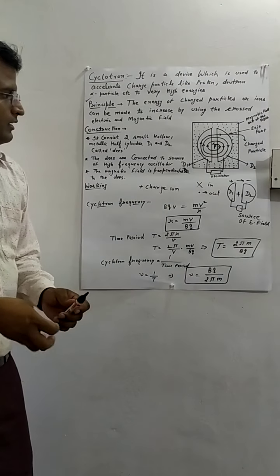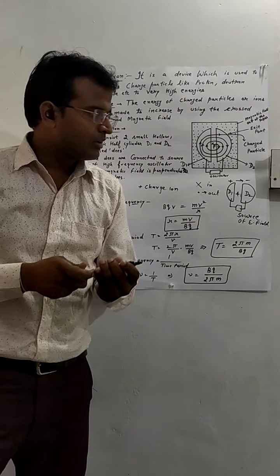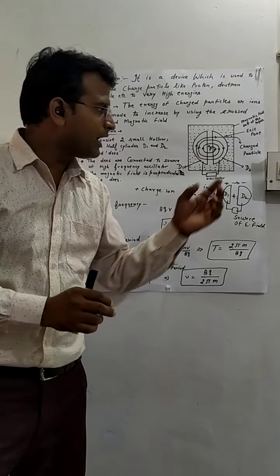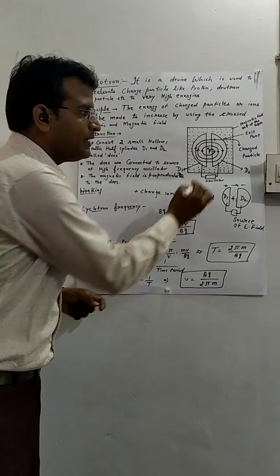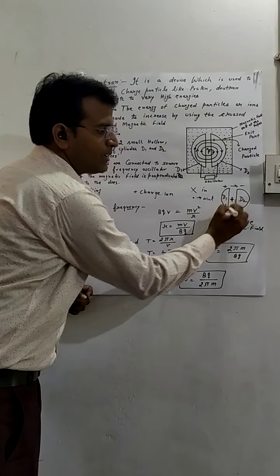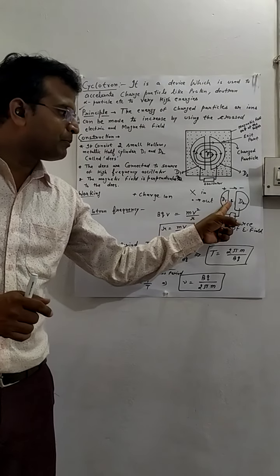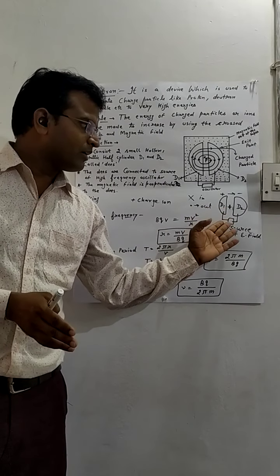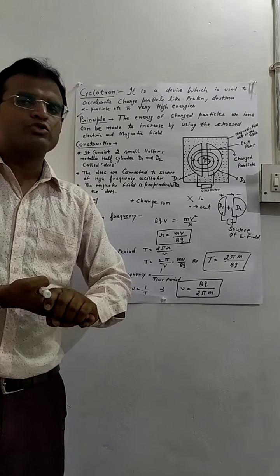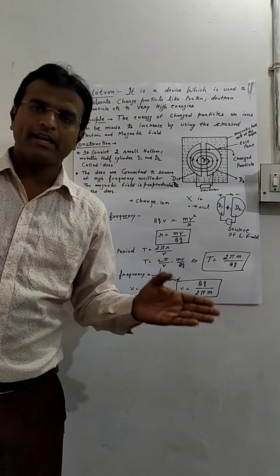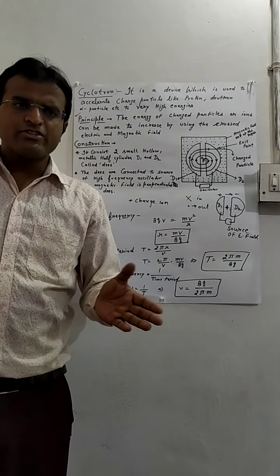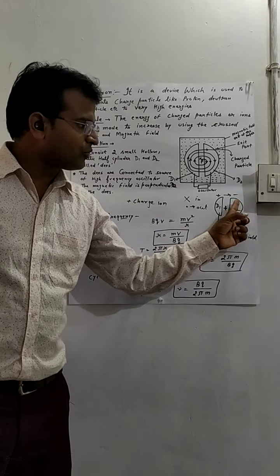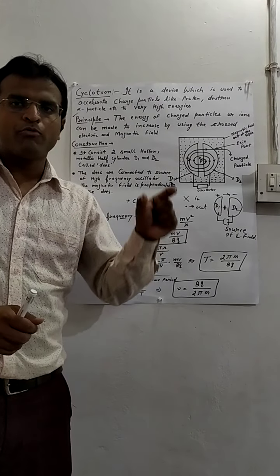Next, how it works. Let us consider a heavy positive ion placed at point P between the gap of the two Ds. We know that the two Ds are connected to a source, some battery, and at any instant we consider D1 positive and D2 negative, so that an electric field is set up between the gap of the two Ds.